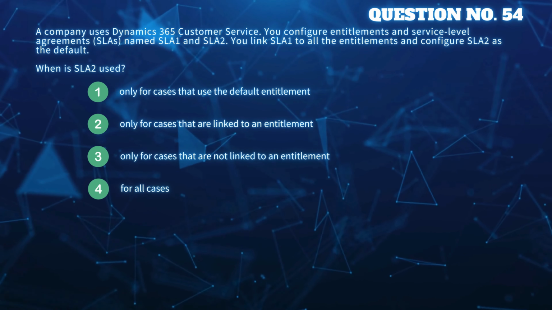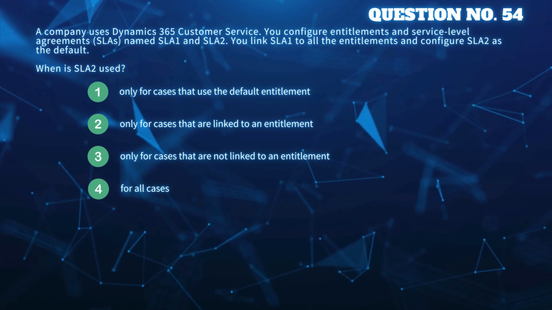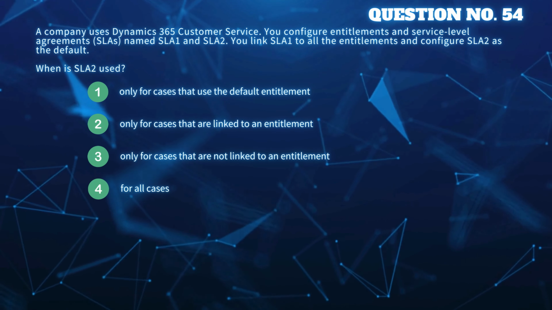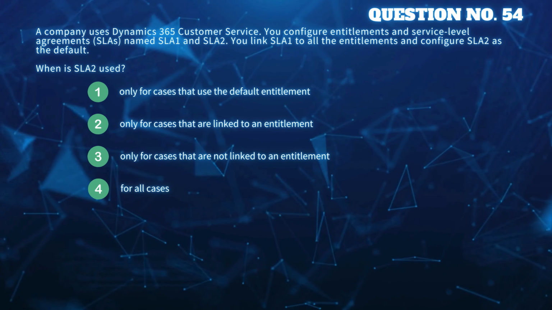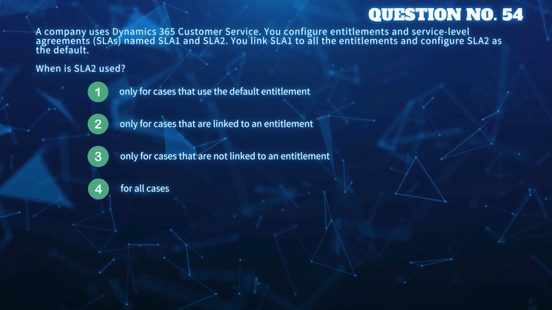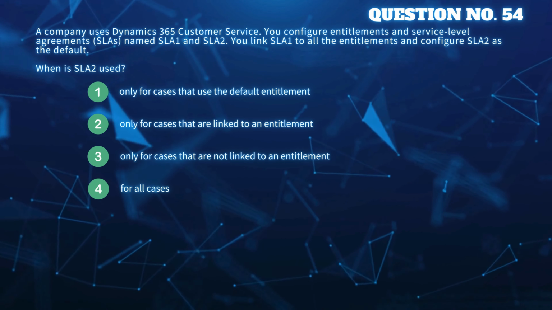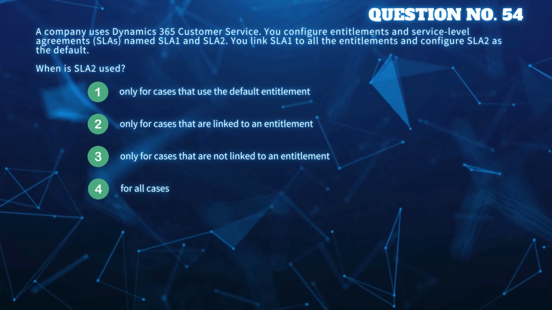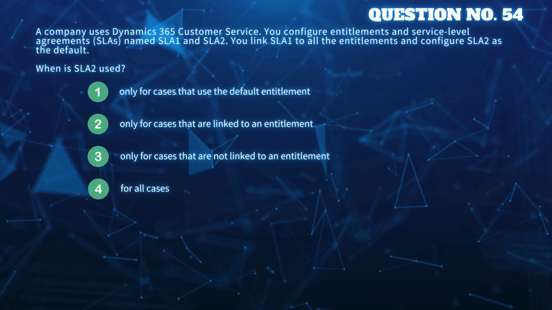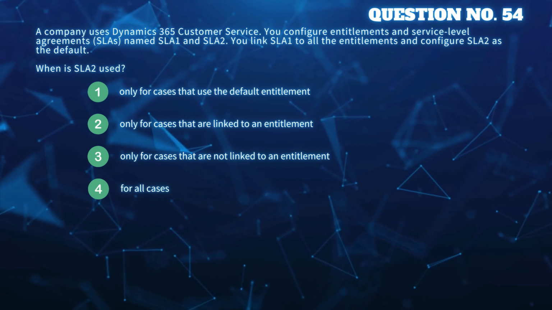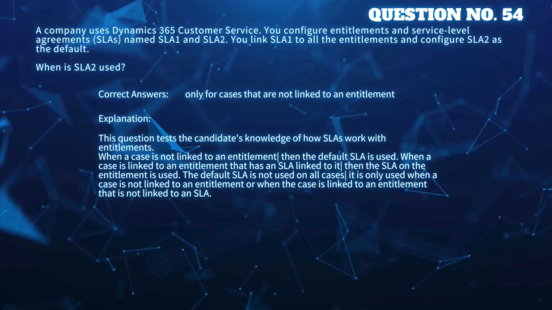A company uses Dynamics 365 Customer Service. You configure entitlements and service level agreements, SLAs, named SLA1 and SLA2. You link SLA1 to all the entitlements and configure SLA2 as the default. When is SLA2 used? Option 1, only for cases that use the default entitlement. Option 2, only for cases that are linked to an entitlement. Option 3, only for cases that are not linked to an entitlement. Option 4, for all cases. Correct answers: only for cases that are not linked to an entitlement.